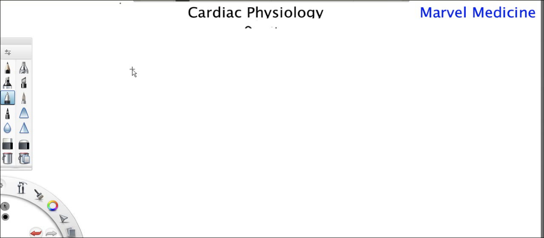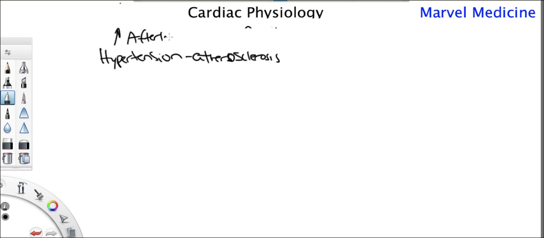Now let's take a look at some things again that increase afterload. We said hypertension, right? And that's really due to atherosclerosis. What's another thing that does it?